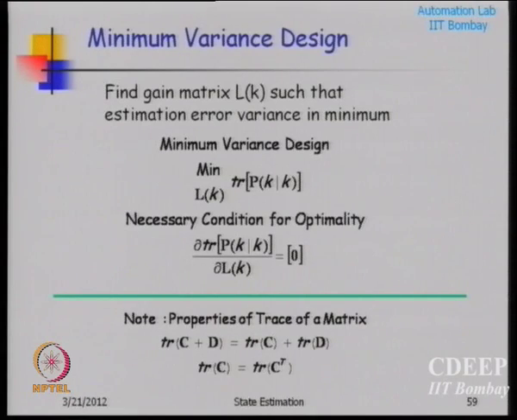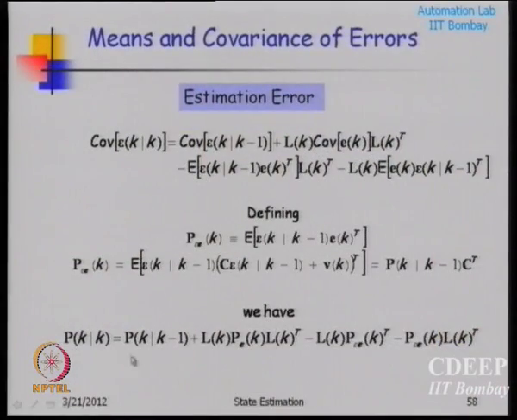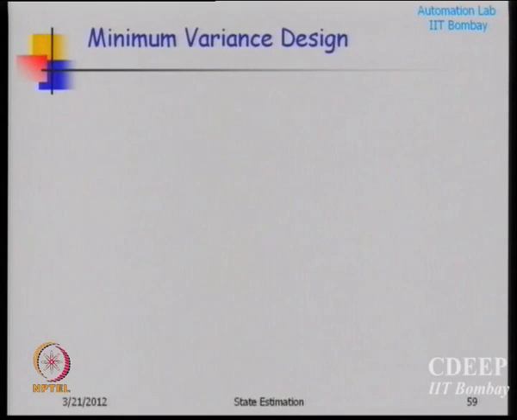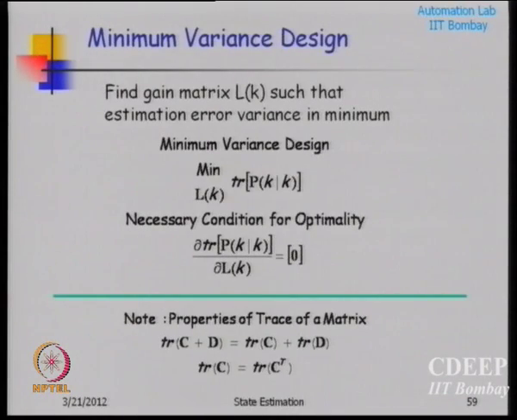Okay. First of all, now I need some intermediate results. First of all, you have to understand that trace of C plus D is the same as trace of C plus trace of D, and trace of C is the same as trace of C transpose. See, why do I need this? Because now I am going to take trace of PKK, which is trace of this whole quantity on the right hand side. So trace of this is sum of trace of this plus trace of this plus trace of this plus trace of this. That is one thing. And if you look at this and this, this matrix is the transpose of this matrix, but their traces are equal. So I am going to use that. So I need this relationship.